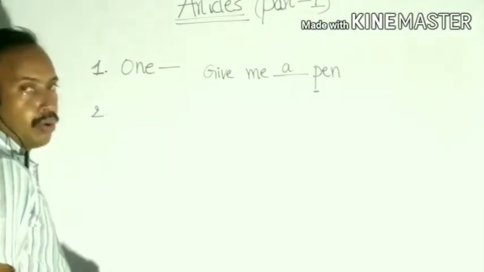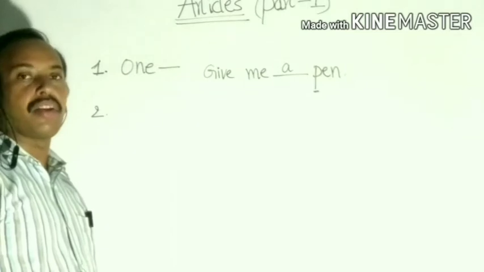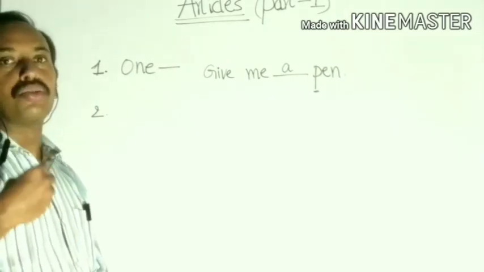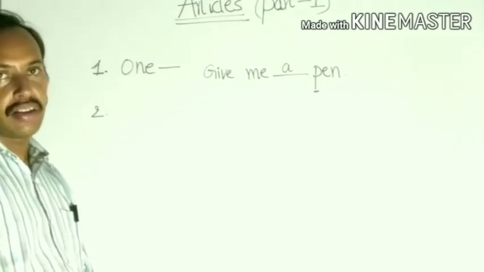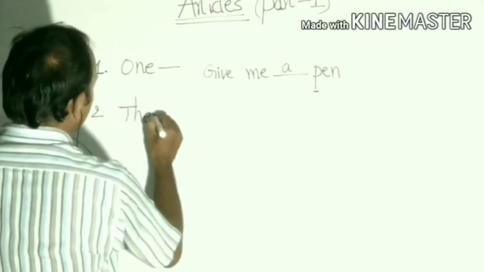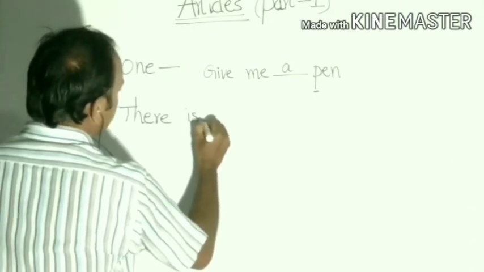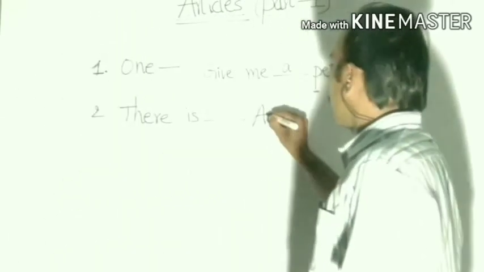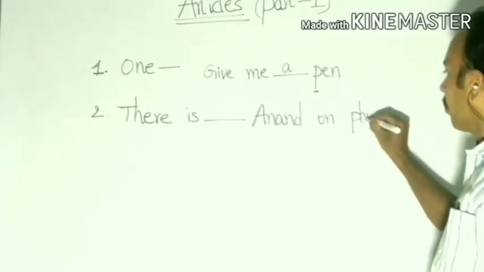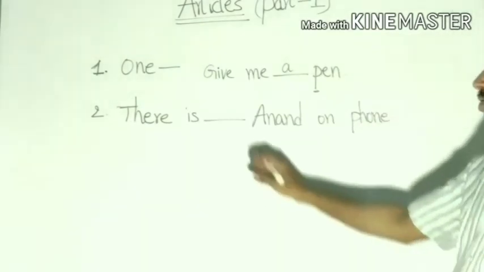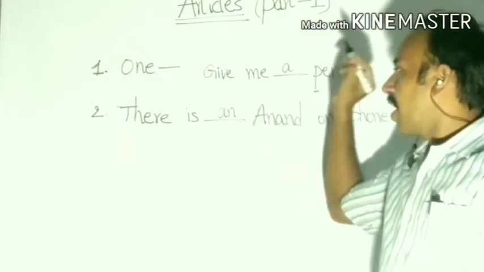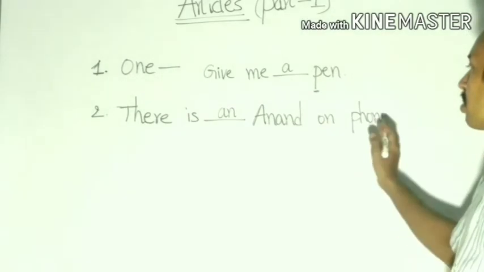When you don't know a person, or when you want to refer to a person who is not known to you, you use a or an. For example, there is dash Anand on phone. So what should I write here now? That is an. There is an Anand on phone.